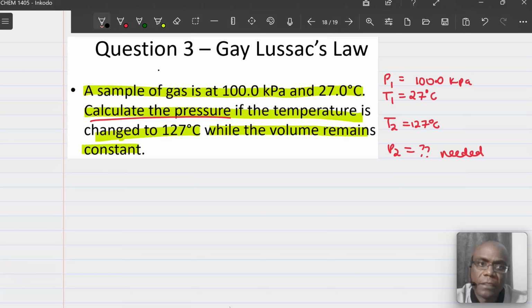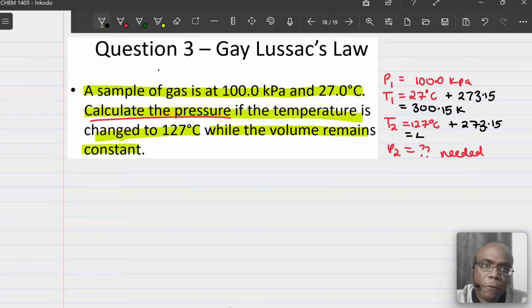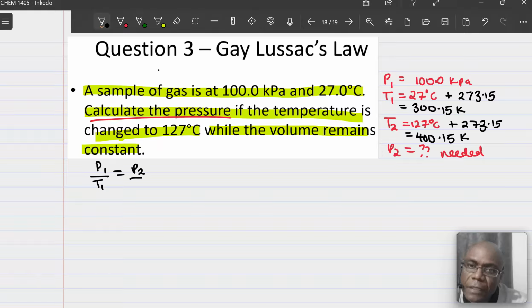So what I'll firstly do is convert the degrees Celsius to Kelvin by adding 273.15. This becomes 300.15 Kelvin. So I'll do the same thing for T2, 273.15, and that becomes 400.15 Kelvin. I know that initial pressure over initial temperature must be equal to final pressure over final temperature. Why? The reason is P over T is a constant K, so regardless of the ratio, the answer should always be the same.